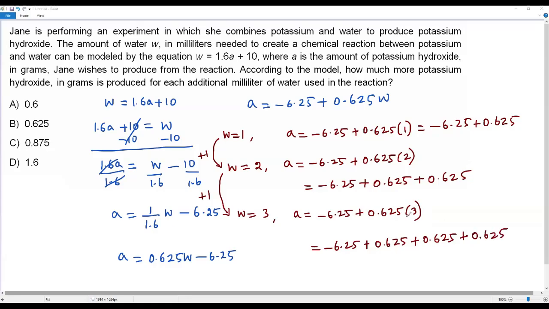So every time I increase the amount of water by 1 milliliter, the amount of potassium hydroxide produced in grams increases by 0.625. So according to the model, for each additional milliliter of water used in the reaction, the amount of potassium hydroxide produced in grams is 0.625. We find 0.625 in option B. So the correct answer choice for this question is option B.